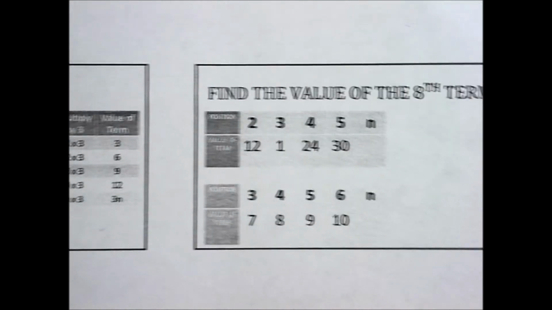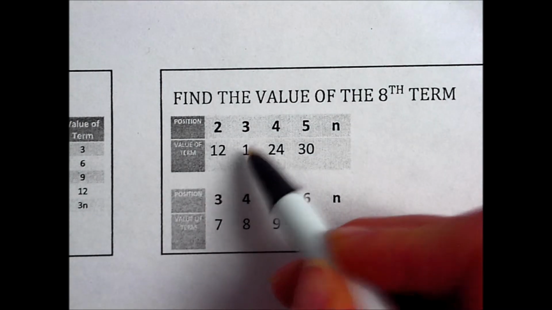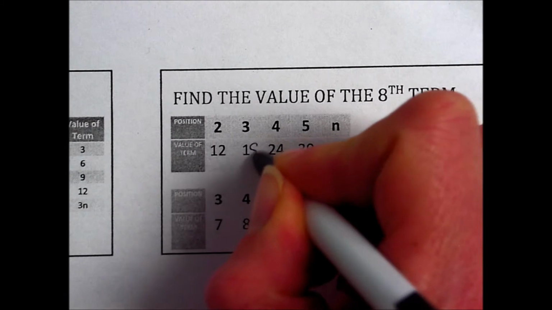So then, let's try this out. Find the value of the 8th term. Okay, so step 1 is we need to find the rule. There's a little typo here. This should not be a 1. This should be an 18.